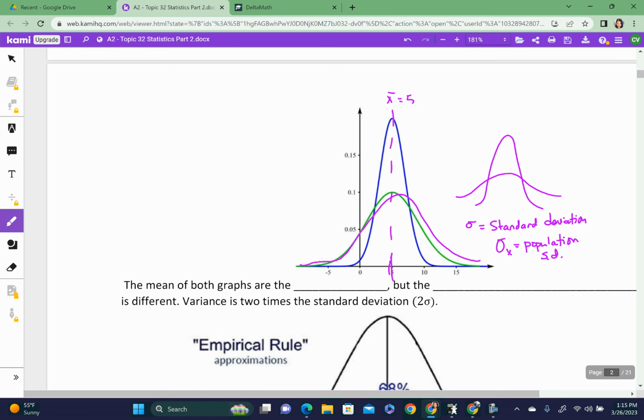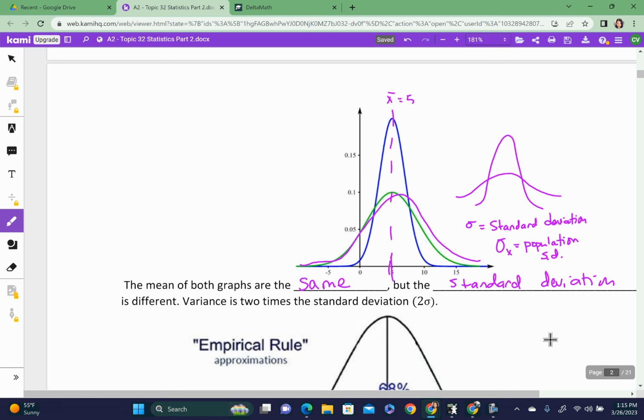So it says the mean of both graphs are, we kind of talked about that already, they are the same, but the blank is different, right? And we just introduced two new words here, but the standard, so please fill this out on your paper. The standard deviation is different.